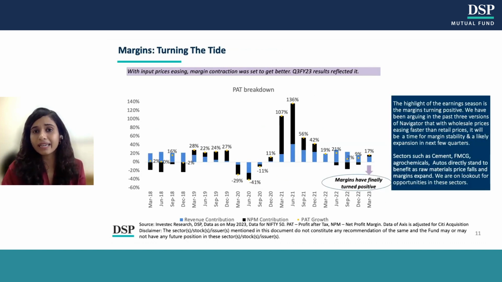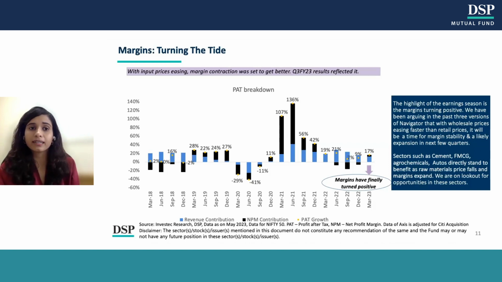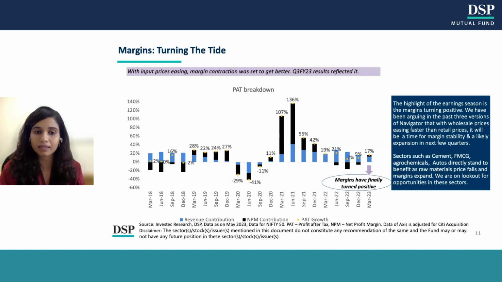For many versions of Navigator now, we've written that PAT, or the profits, have two parts. One is a revenue contribution, the other is a profit margin contribution. And for quarters after COVID, the profit margin contribution has been negative, which means that the margins were shrinking for companies. And we had said we expect this to course correct and that margins will come back. And this is exactly what happened in the March 23 results, with margins turning back into expansion.